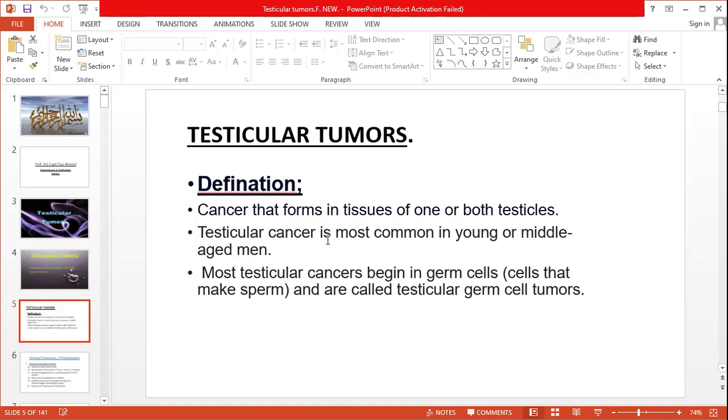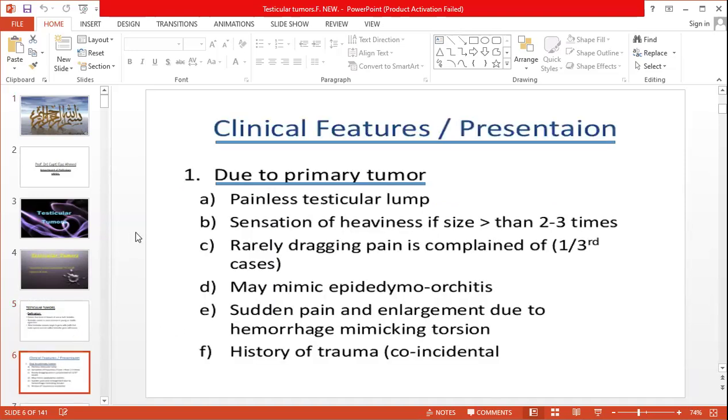Testicular tumor is very common in young or middle-aged men. Most testicular cancers begin in germ cells. These are the cells that make sperms in males, and in females they make ovaries. These are called testicular germ cell tumors.